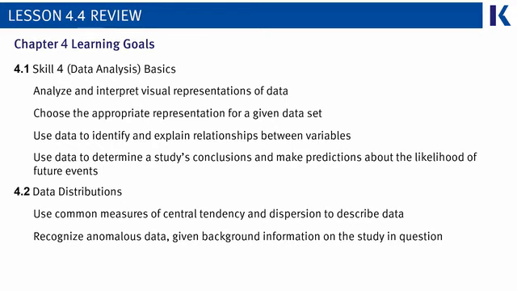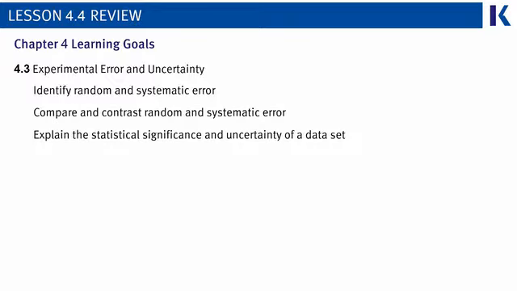And as review, we've listed out all of the learning goals from Chapter 4 as a whole. Keep in mind, Skill 4 is all about data. You see analyzing and interpreting representations of data, choosing the most appropriate representation of data, using data to identify and explain relationships between variables. You get the point. Interpreting data, applying measures of central tendency like mean and median, or of dispersion like standard deviation. These are skills that are directly tested on the MCAT. So it's worth studying experimental design and data analysis right alongside studying the science content of this test.